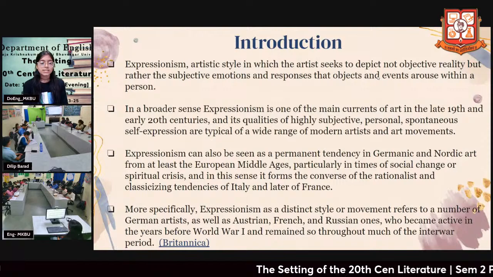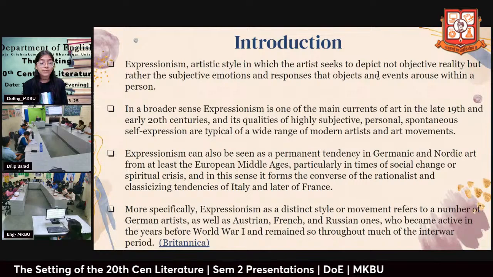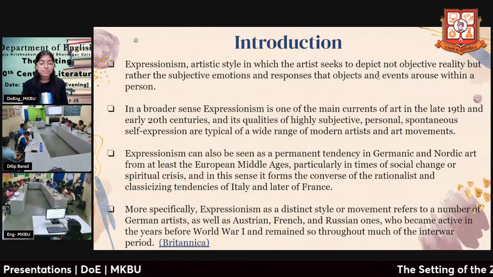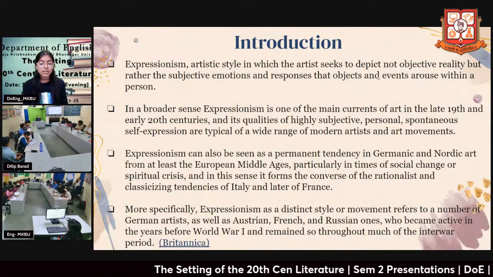Expressionism can also be seen as a permanent tendency in Germanic and Nordic art for at least the European Middle Ages, particularly in times of social change or spiritual crisis, and in this sense, it forms the converse of the rationalist and classicizing tendency of Italy and later of France.